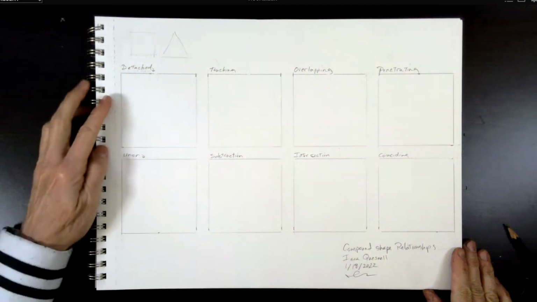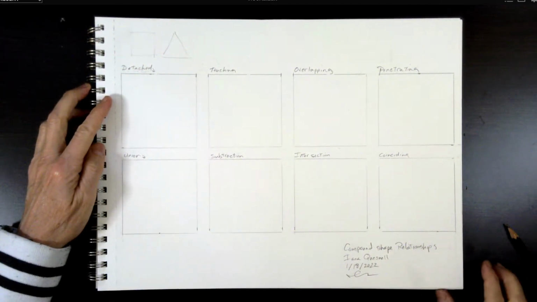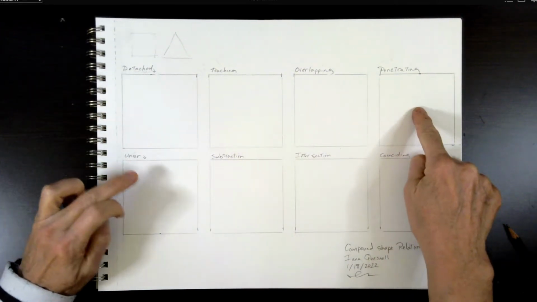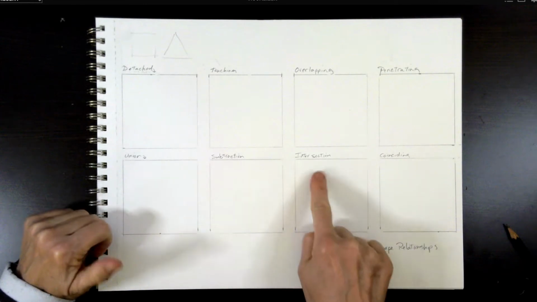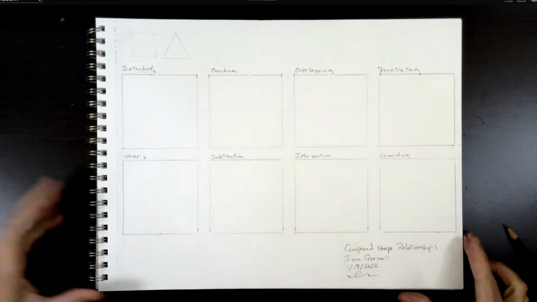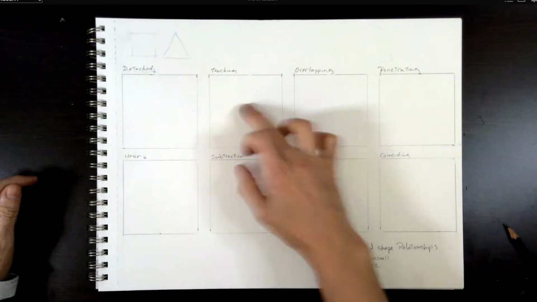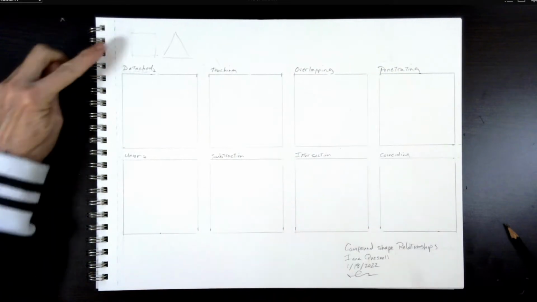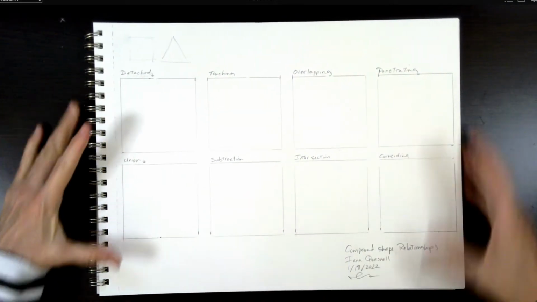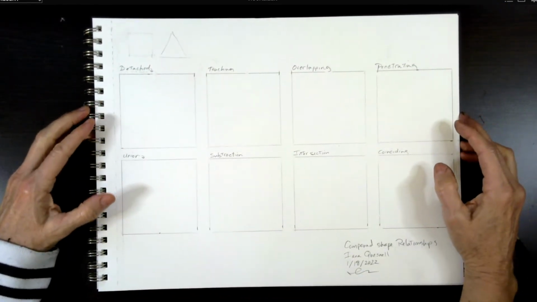So as you can see, I've gone ahead and labeled each of my thumbnails: detached, touching, overlapping, penetrating, union, subtraction, intersection, and coinciding. And those are the compound shape interactions that I'm going to create in each of these corresponding thumbnails using a square and a triangle this time. So the examples that we covered in the earlier part of the module this week were 2 circles.